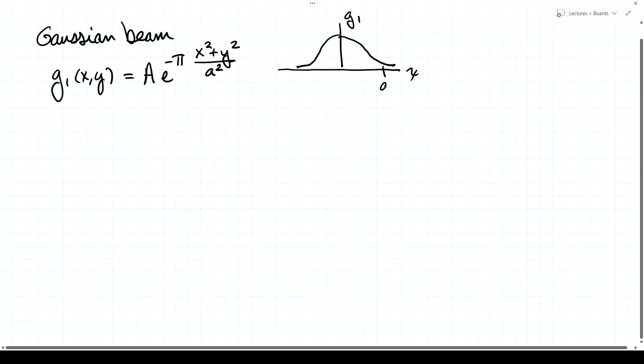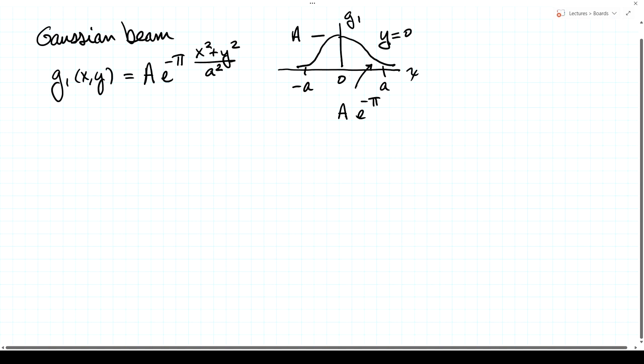And at x is equal to plus or minus a, it doesn't matter because you put the squaring here. If the amplitude is equal to big A at x is equal to 0, it will reduce to big A times x squared will become a squared. So a squared over a squared, this will be at y is equal to 0. It'll reduce by a factor of e to the minus pi, which is less than about 5% of its amplitude at x is equal to 0.